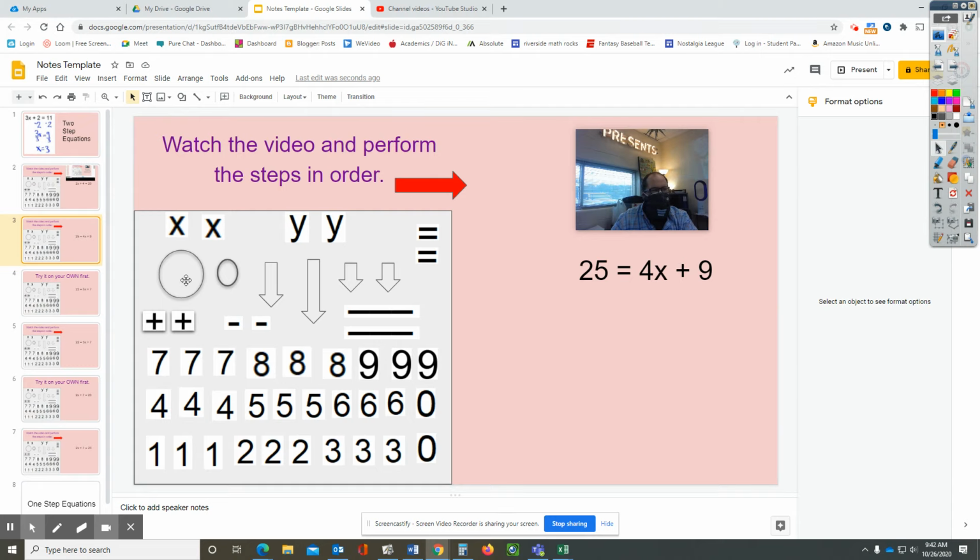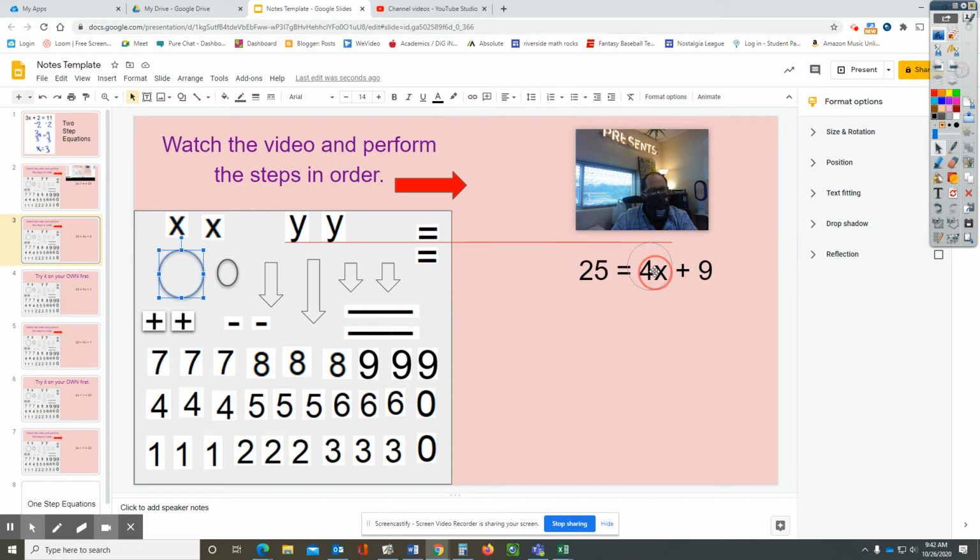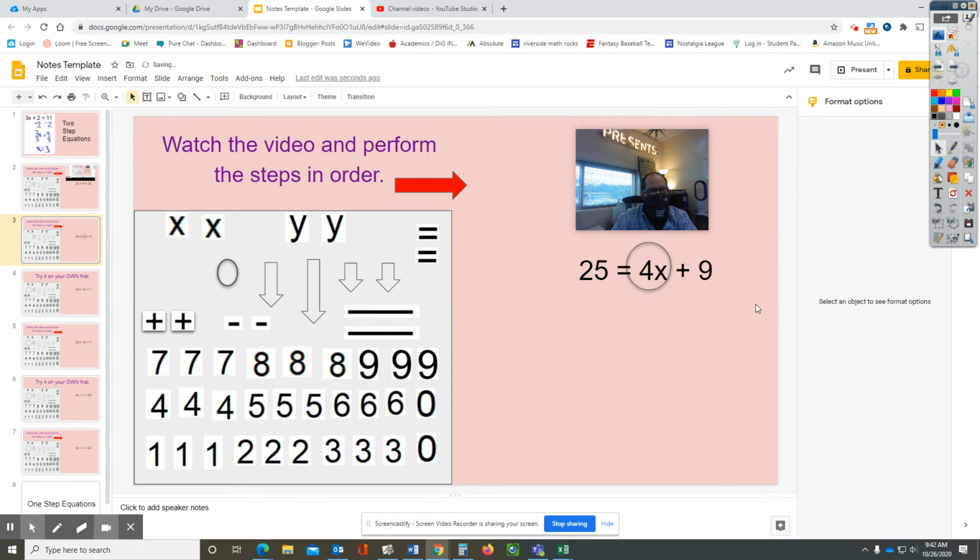First things first, I want to drag my circle over my 4x, my term, so that I isolate the variable. Again, I'm going to keep that term together because I want to do it last. So I want to perform this inverse operation last. Because the first thing I want to do is get rid of my plus 9.